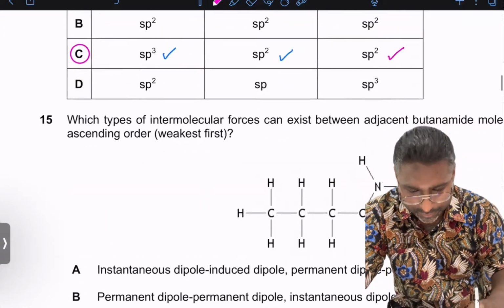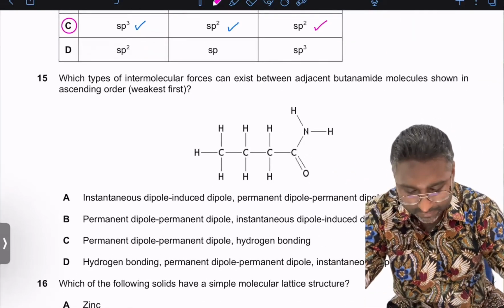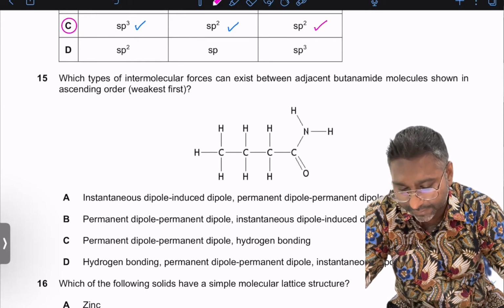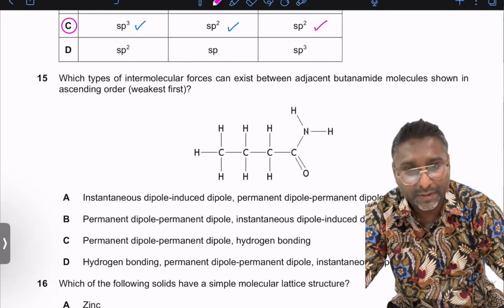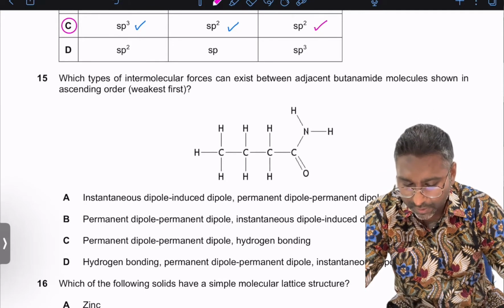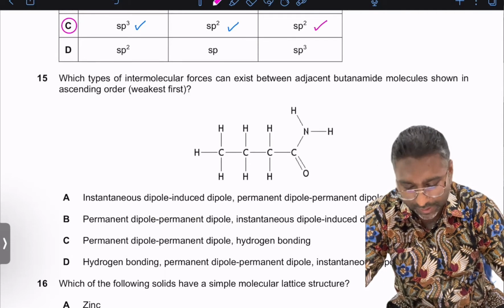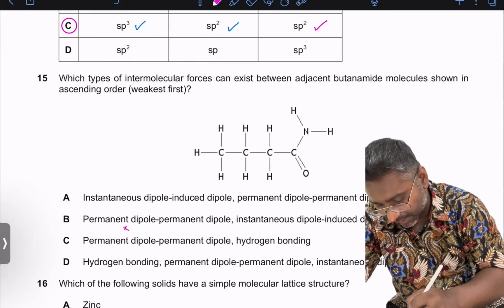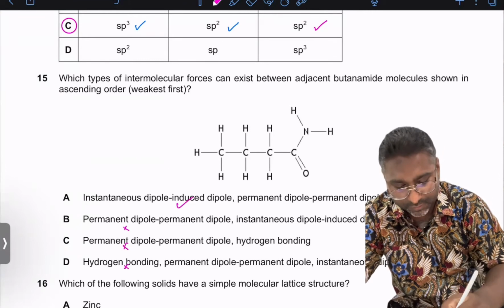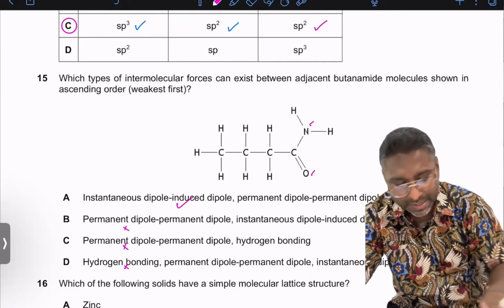Now, let's continue. Question 15: which types of intermolecular forces can exist between adjacent butanamide molecules, shown in ascending order, weakest first? The weakest, of course, is going to be instantaneous dipole-induced dipole. Don't go and see all this. And then do remember there's oxygen, there's nitrogen, there's delta plus, delta negative. Of course, they will have permanent dipole.